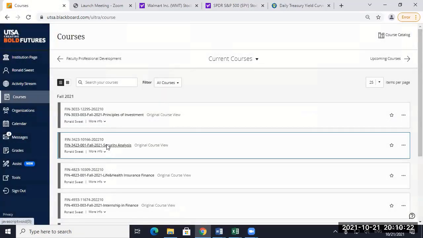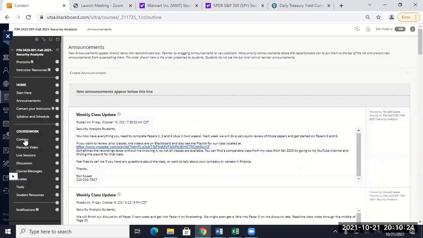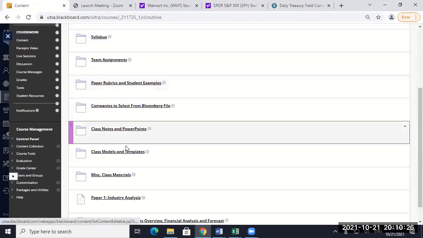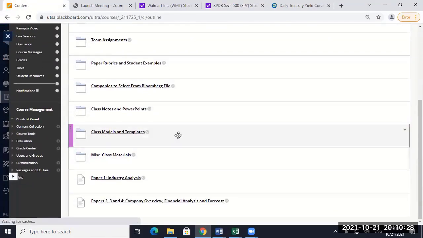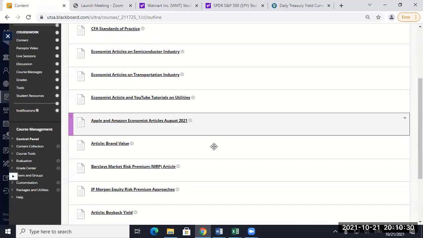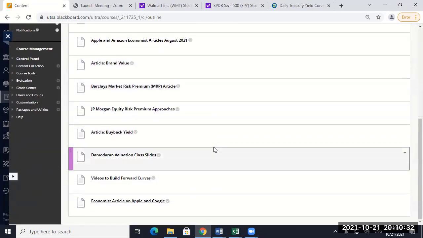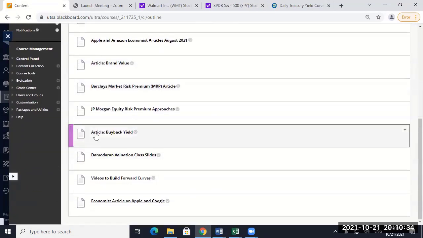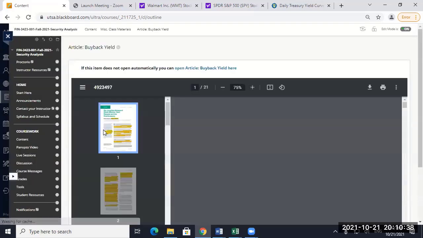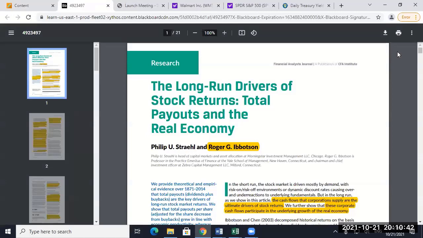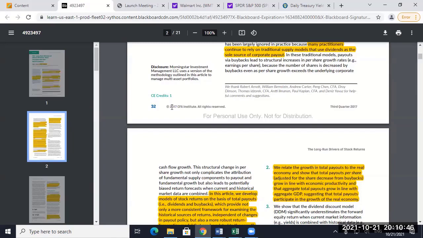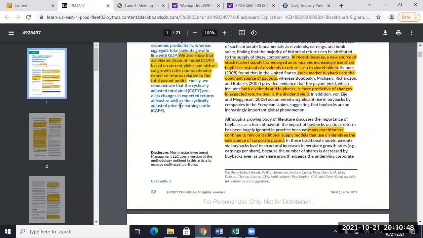I'm pretty sure I put this article out here. I'm kind of worried every time I do this, what I actually put out there. There it is. See right there, this is on the miscellaneous materials article, buyback yield. It's an old article because no one else has done this in a while. Was it written 5 years ago, 4 years ago?